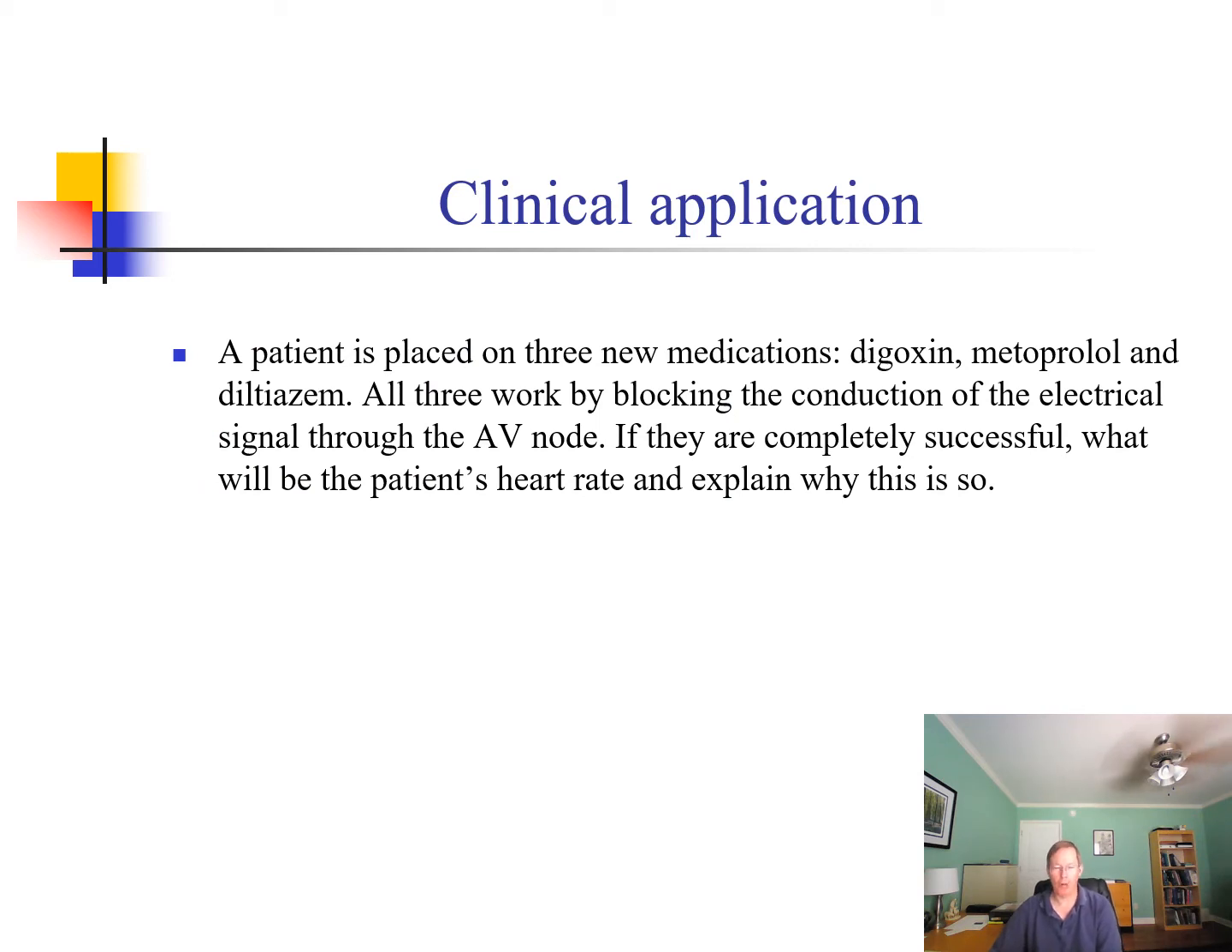So let's use a problem as an example. Let's say a patient is placed on 3 new medications, digoxin, metoprolol, and diltiazem. All of these work via different mechanisms by blocking the conduction of the electrical signal to the AV node. If they do this, if they're successful, what will be the heart rate of the patient, and why is this the case?